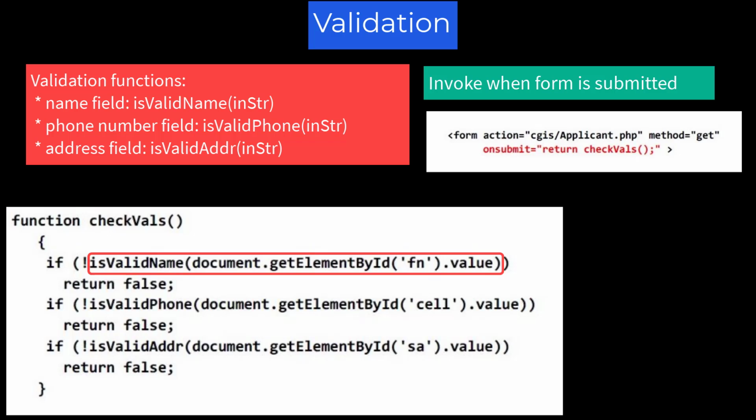If the function returns false, the data is bad, so you want to return false for the checkVals function itself. That will cancel the submit. So we say, if not isValidName(document.getElementById("fn").value) return false. That is, if the value returned from the isValidName function is not true, then return false for the entire checkVals function. If the first test returns true, then control falls through to the second test, and so on. If all tests return true, the checkVals function returns true, and the submit continues.